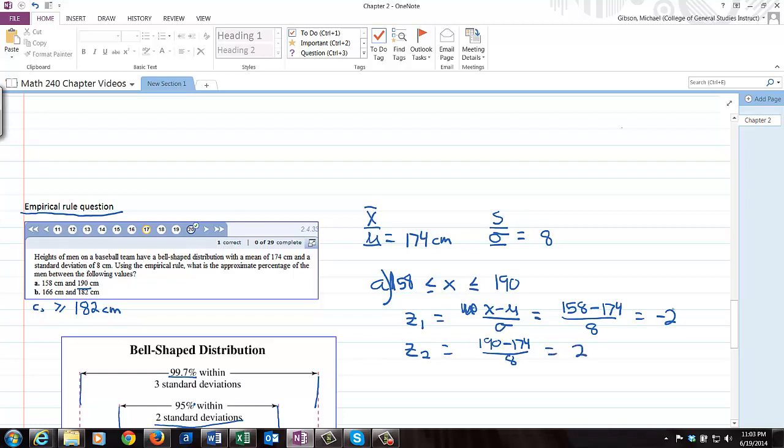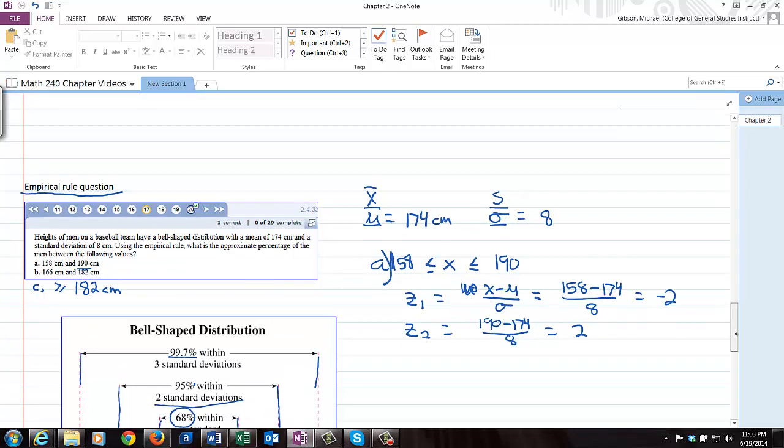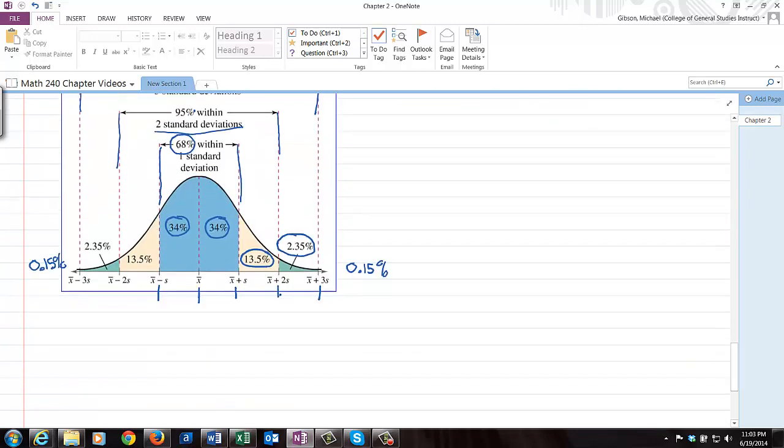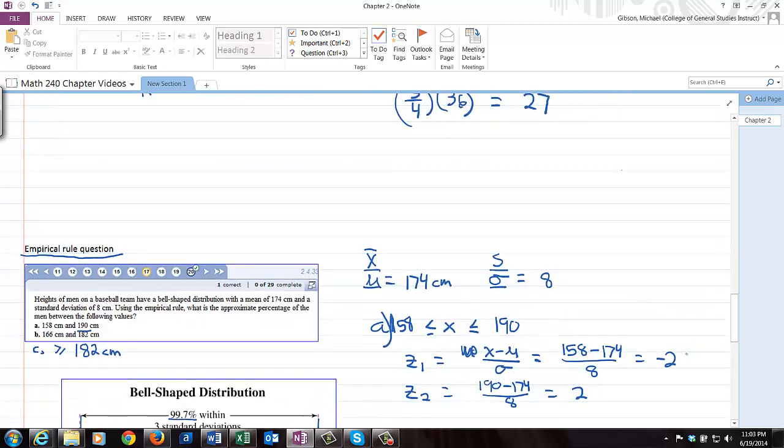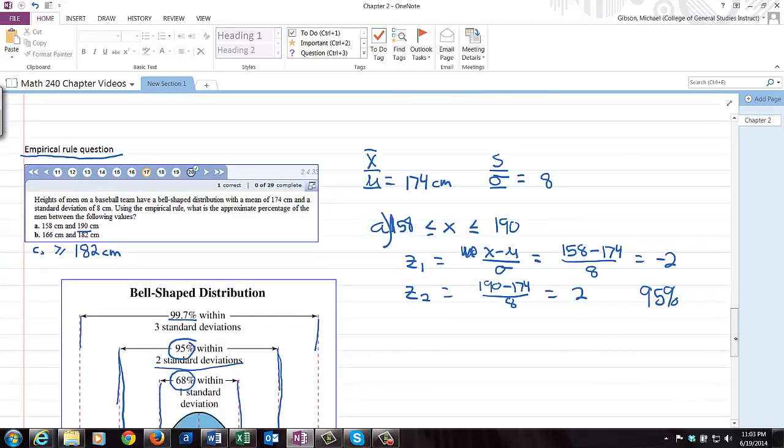What percentage of the data lies between 2 standard deviations below and 2 standard deviations above the mean? Well, between 2 below and 2 above, that's in here, right? That's plus or minus 2. So you could go through and just add up all 4 of these things, but they've already given that to us: 95%. That's the answer for that one.